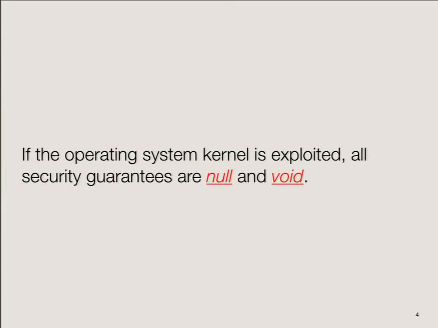Now here's the real kicker. If the operating system kernel is exploited, then all security guarantees on your system are null and void. If your operating system kernel is compromised, you have no security on your system. And the reason why is because nearly all security policies are either enforced by the operating system kernel itself, so if the attacker controls the operating system kernel, he or she can just turn the security policy off, or they are enforced by applications running on top of that operating system kernel. And so because monolithic operating system kernels have such a great amount of control over the system, they can just reach into the application, change its code, change its data, and therefore turn off the security policy enforcement within the application. So if the operating system goes, everything goes with it.